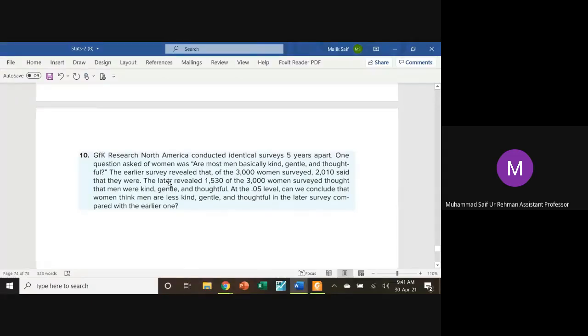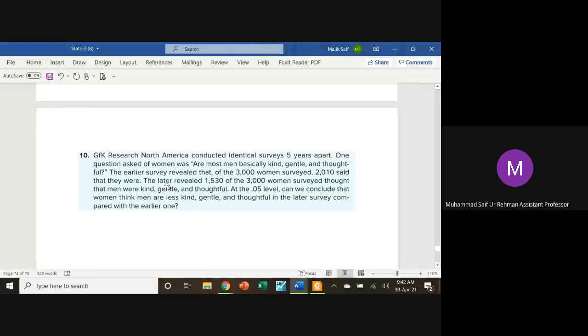GFK Research North America conducted identical surveys 5 years apart. One question asked of women was, are most men basically kind, gentle, and thoughtful? The earlier survey revealed that of 3,000 women surveyed, 2,010 said that yes, they were basically kind, gentle, and thoughtful. This was the response from 2,010 women out of 3,000 women.